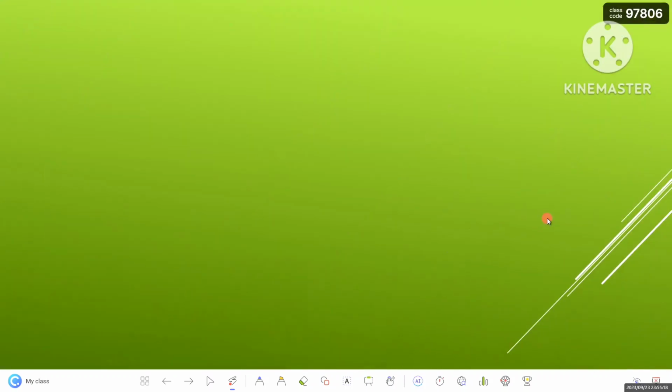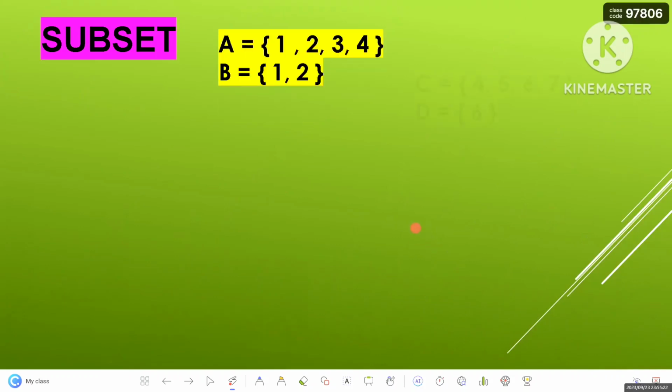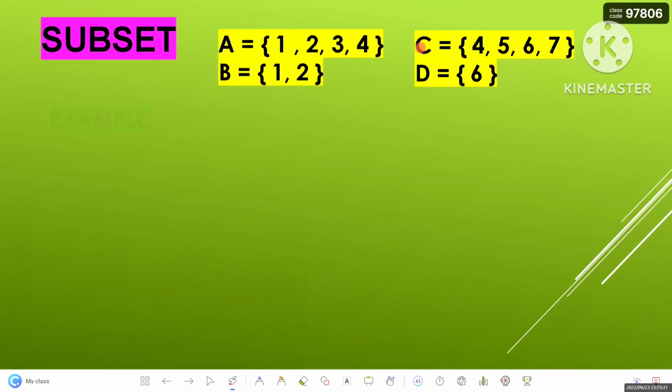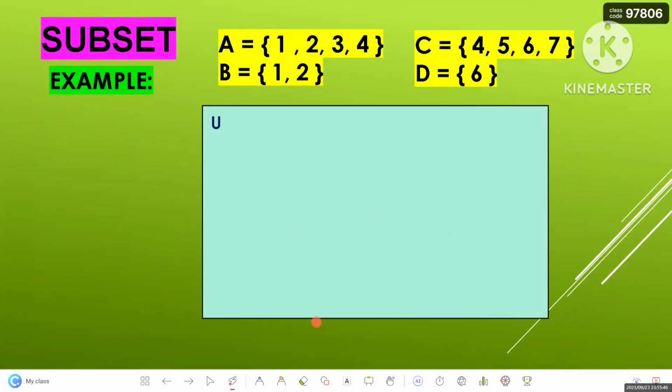Let's have another example. Subset. A equals 1, 2, 3, and 4. B equals 1 and 2. C equals 4, 5, 6, and 7. And D equals 6. How do we find the subset using this given? An example for this, the universal.